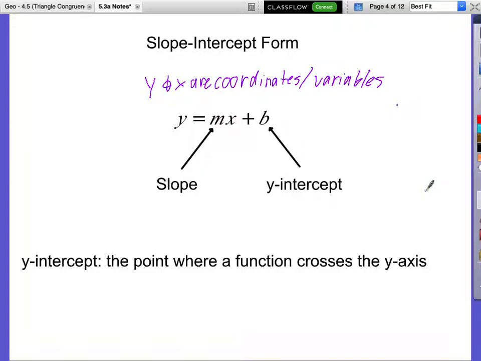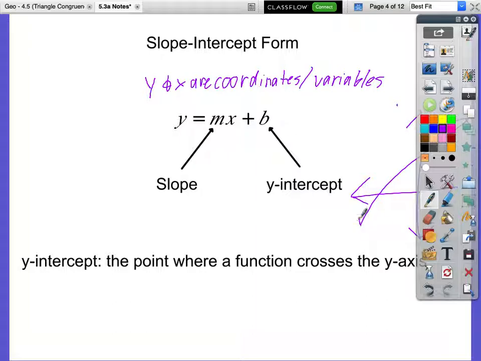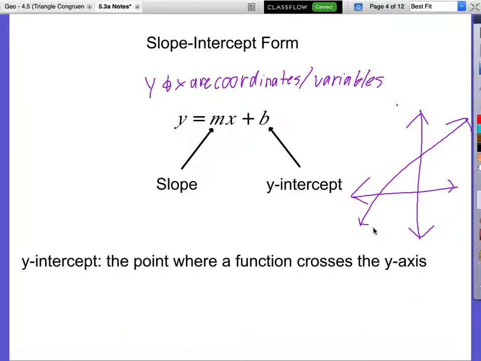The y-intercept is the point where a function crosses the y-axis. We briefly talked about that before, and you might remember from last year. So we have a graph, and you might have this function coming across like this. It crosses the y-axis. Is that the one that goes up and down or left and right? Go ahead and do it with your hands. Okay, it goes up and down. Very good. So it crosses the y-axis right here, so this would be the y-intercept. Questions on this?